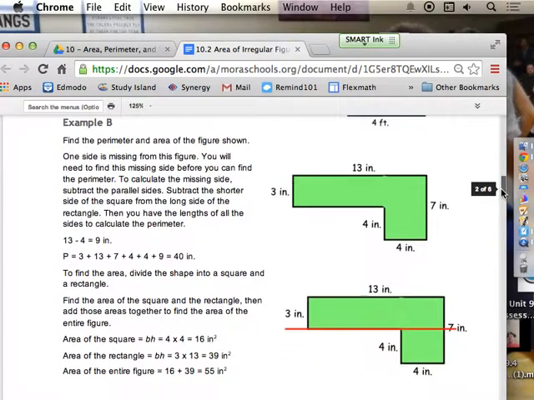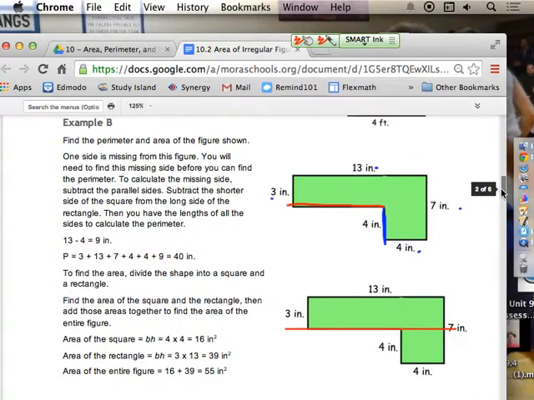Let's go down here. Let's do this one. First, they want to do perimeter. First thing we check is, is every side filled in? And it is not. We need to find something else. So let's look. We have this side right here, this side, this side, this side, and we have the up. But we do not have this right here. But we can figure it out.